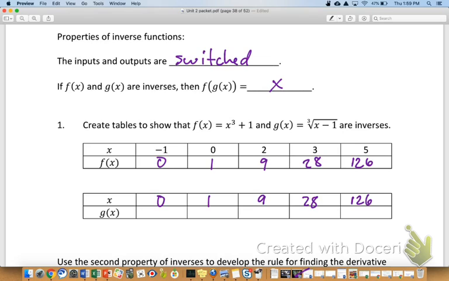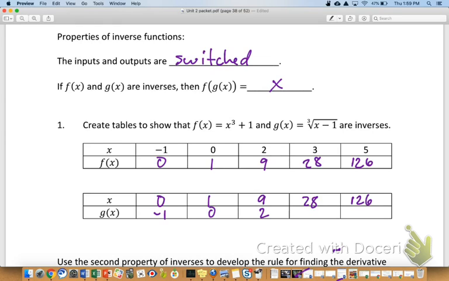Yeah, and you could actually confirm this, right? Because you could do 0 minus 1 is negative 1, and the cube root of negative 1 is indeed negative 1. Do you see how the inputs and the outputs are switched? You do the same thing with a 1. You'll get a 0 because 1 minus 1 is still 0. 9 minus 1 is 8. The cube root of that is 2.